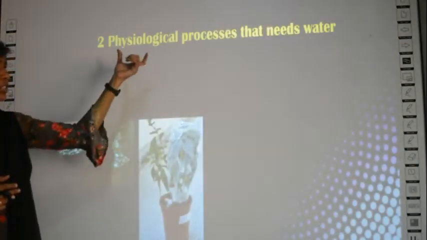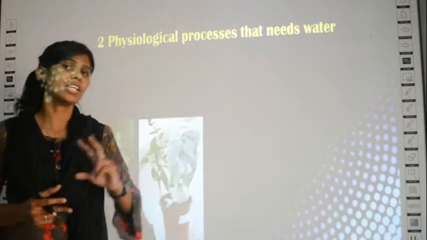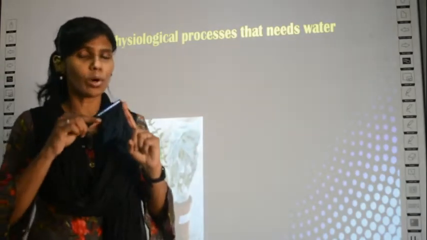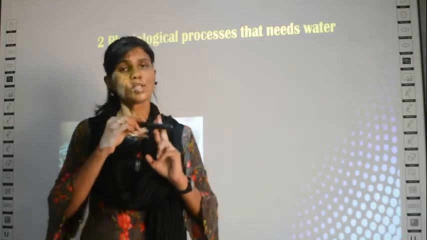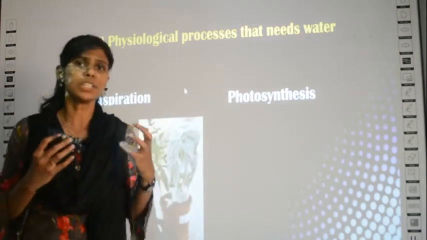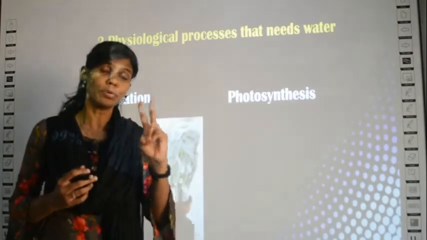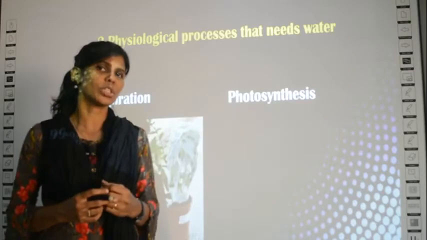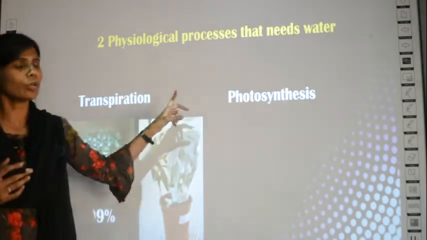There are two physiological processes in the plant that need water. What are those two physiological processes? One is called transpiration and the next one is called photosynthesis. So mainly a plant needs water for two physiological processes. The first process is called transpiration and the second process is called photosynthesis.